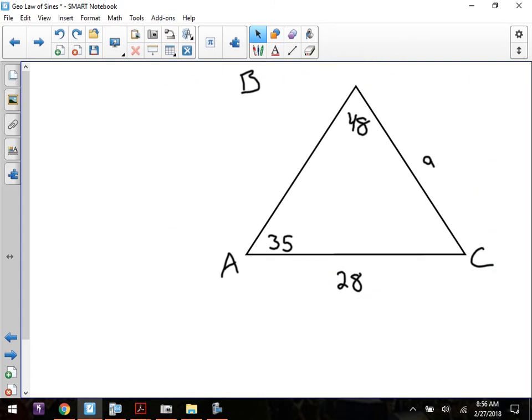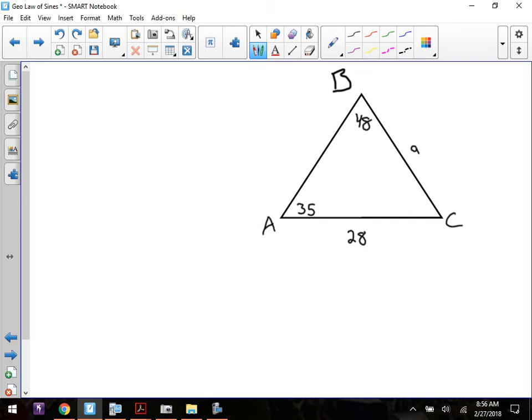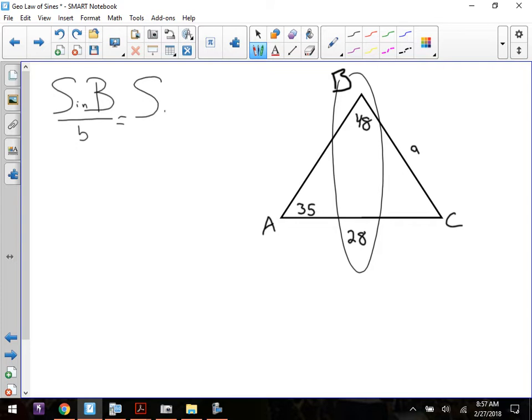What I like to do is circle the information that I have that has an angle and a side opposite. The reason I do that is because then I know how to set up my first ratio. I have angle B and its side opposite, so I write it out. I'm going to say the sine of B is to its side. And what other angle am I given? A. So I'll write out that ratio. Sine of A is to its side opposite. I fill in the blanks.